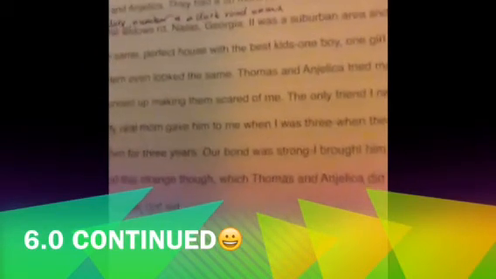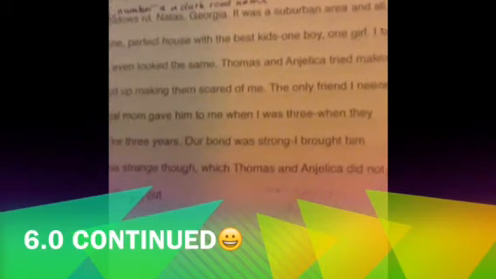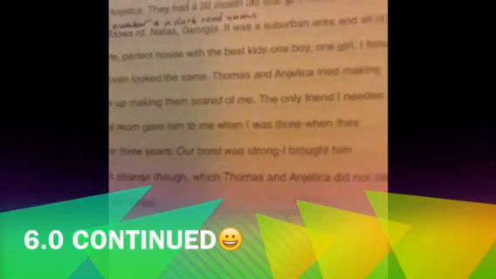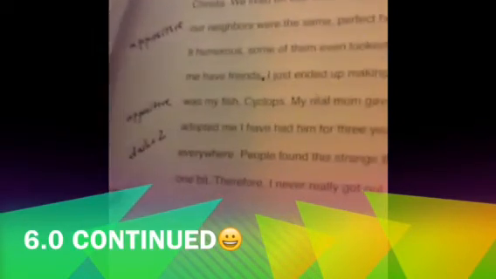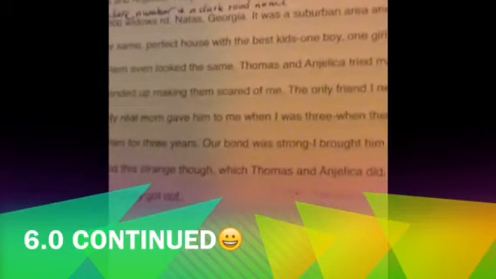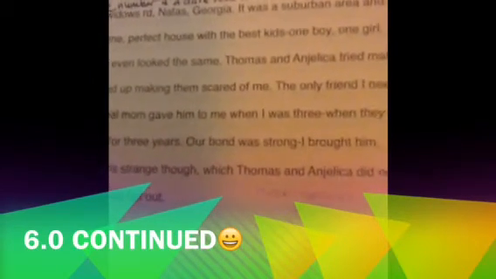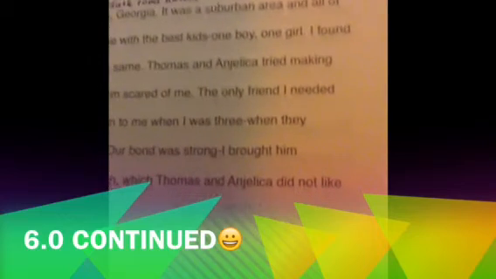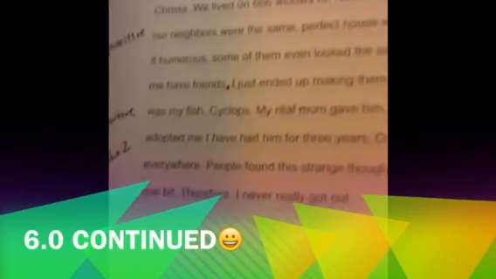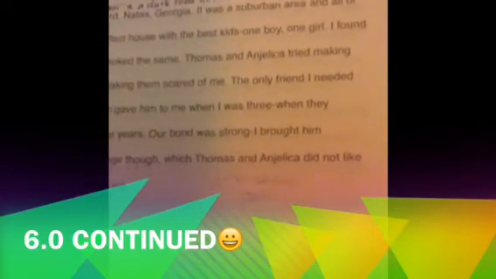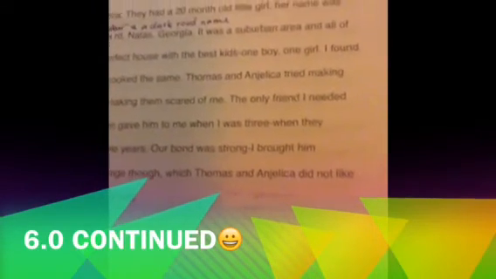The third dash I used was, our bond was strong, I brought him everywhere. So not only did I note that his bond was strong, but I gave an example: I brought him everywhere. I didn't think it was good enough to be 2 sentences, so I connected it with a dash, so I added just a little more detail there to make it stronger.